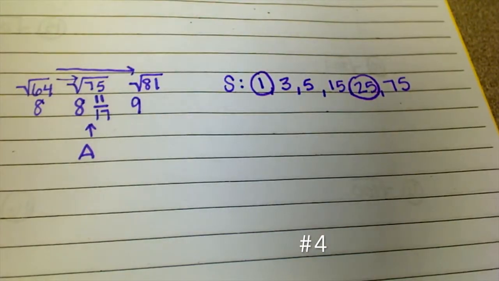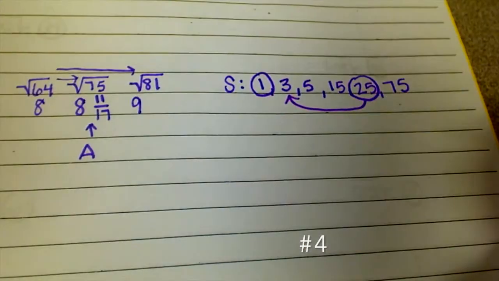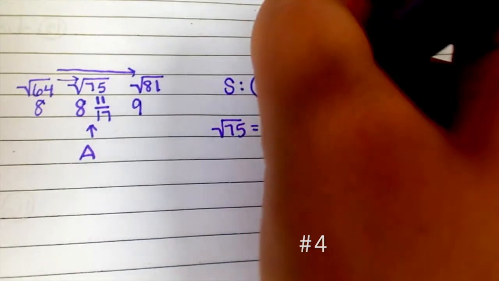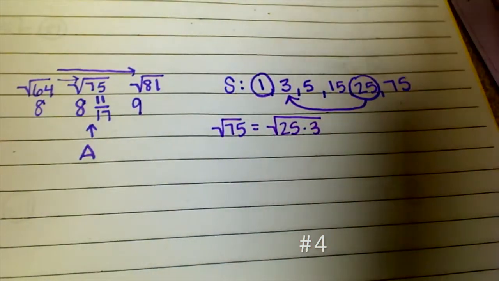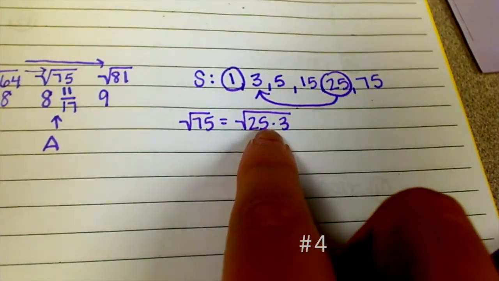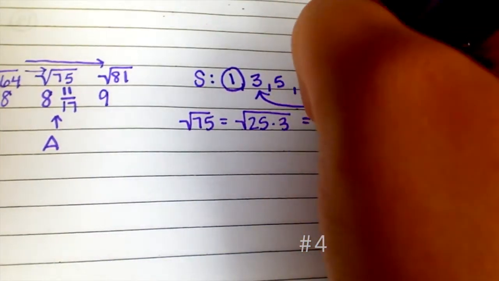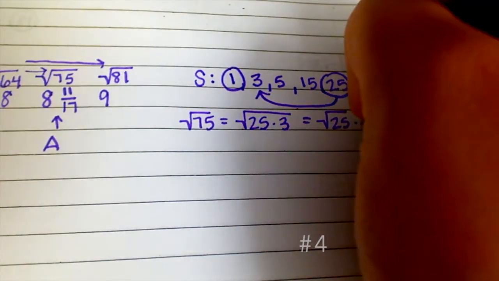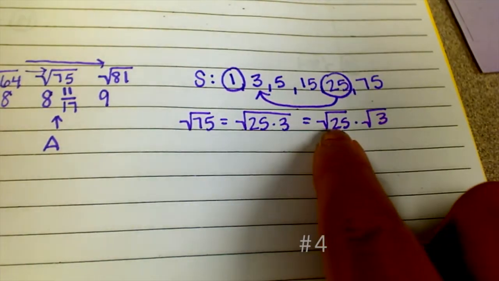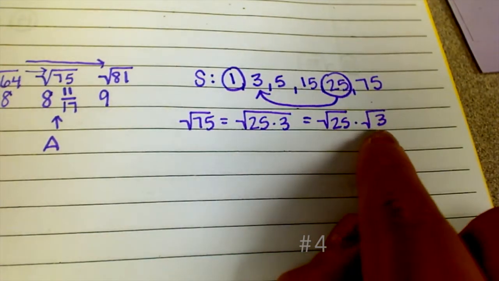Which is the biggest one? 25. And 25 is paired with 3. So we rewrite the square root of 75 as the square root of 25 times 3. 75 and 25 times 3 are the same number, so that's why we can rewrite it like that. Then we factor out that perfect square. So that looks like busting those square roots apart. So we get the square root of 25 times the square root of 3.